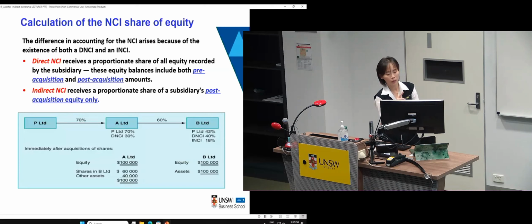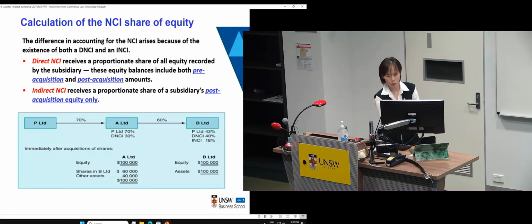Now, assuming A paid 60,000 to acquire 60% shares in B, and all of B's net asset on that day equals fair value, in other words, no fair value adjustment is required, okay? Then you can see the total equity of B on the acquisition day is 100,000. A acquired 60%. So therefore, FVNA acquired by A is 60,000, right? And A paid 60,000. There's no gain, no goodwill, all right?